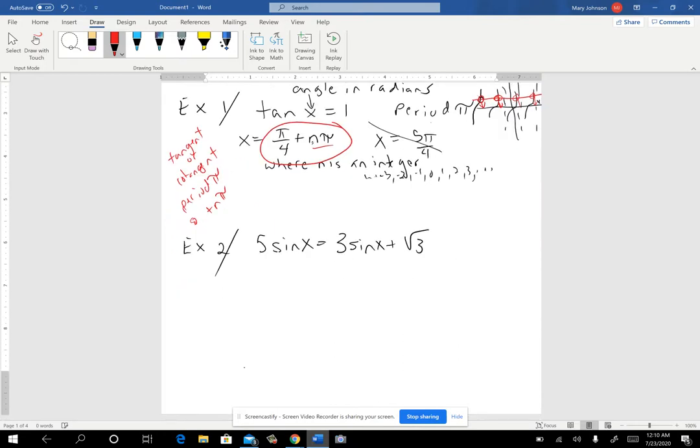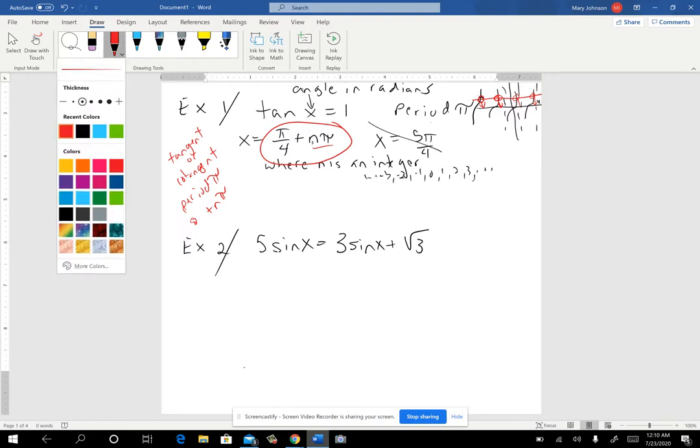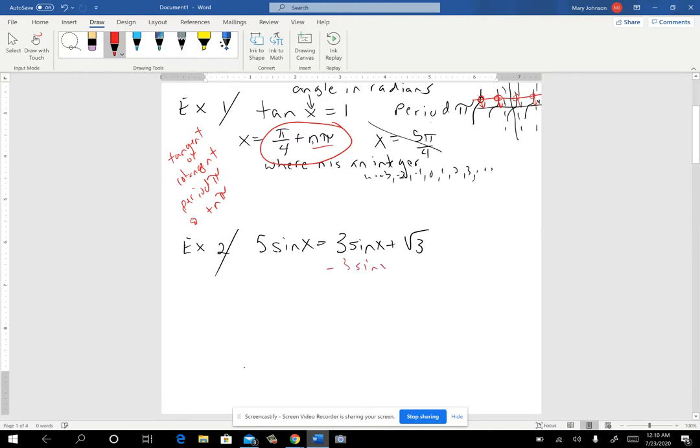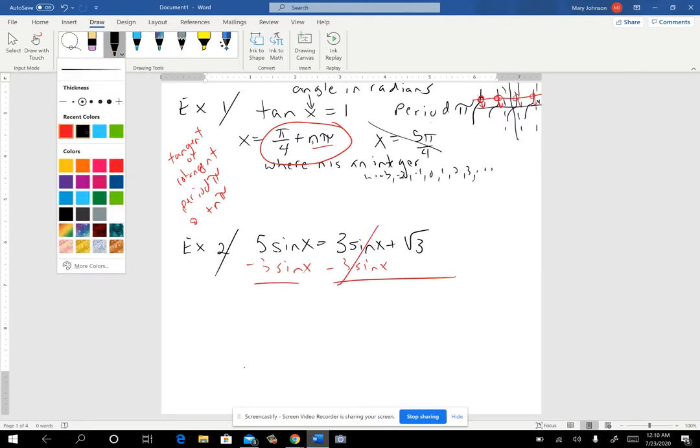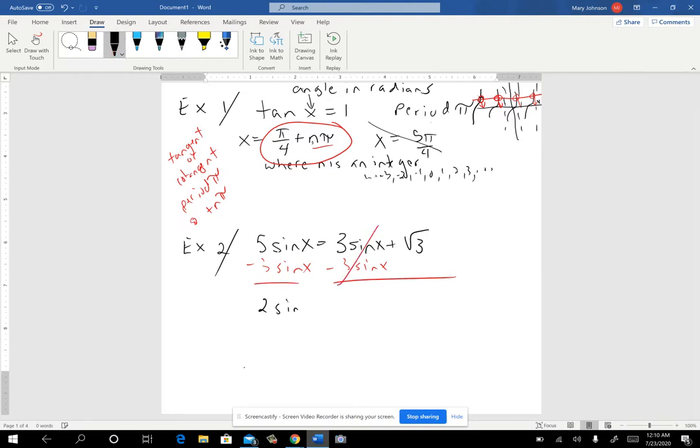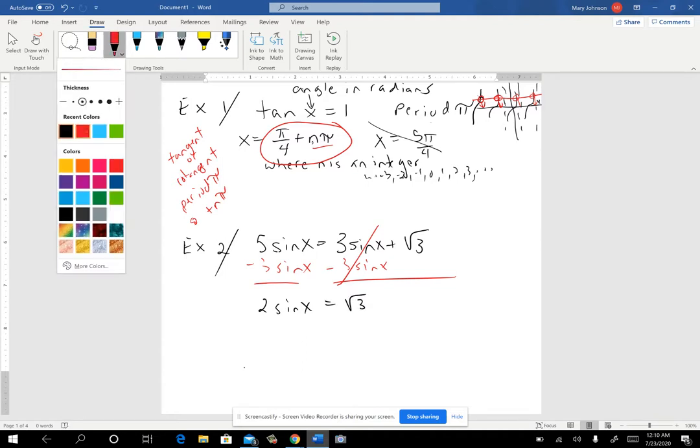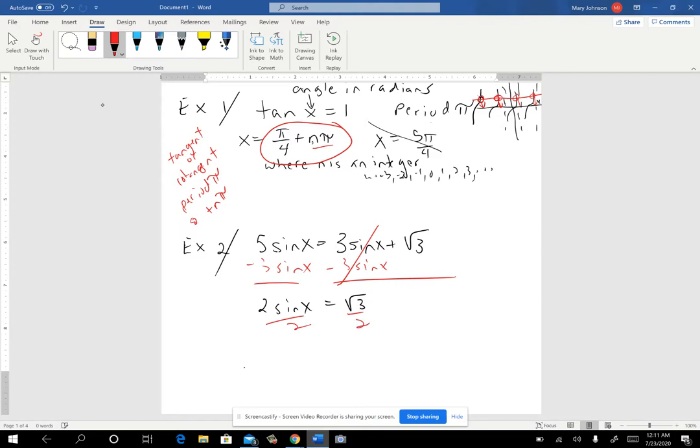Now let's look at this problem. What we need to do is rearrange things a little bit. I'm going to subtract 3 sine x first off to bring my sines together onto one side. When I do that, I wind up with 2 sine x equaling positive square root of 3. I've got to get rid of the 2, so I'm going to divide by 2.